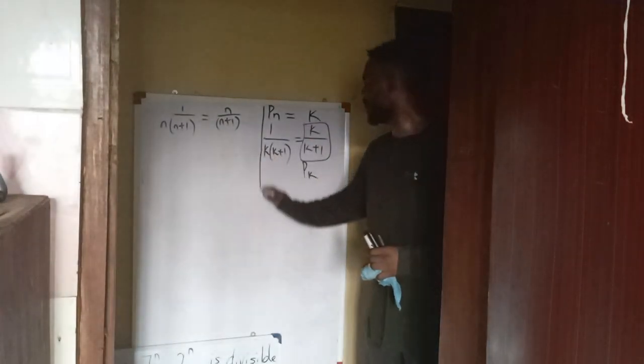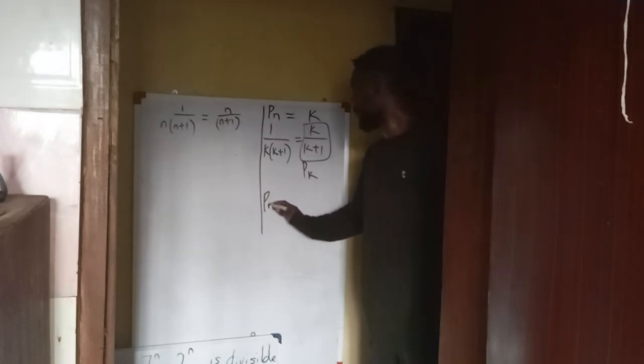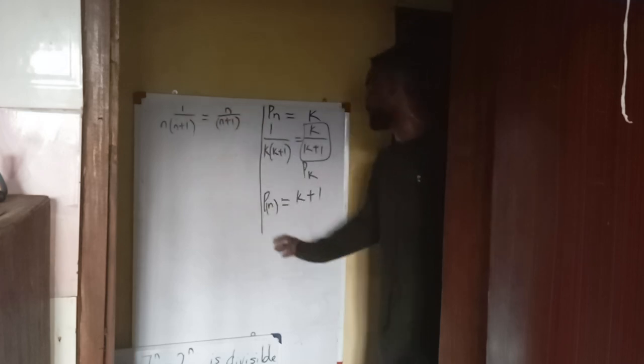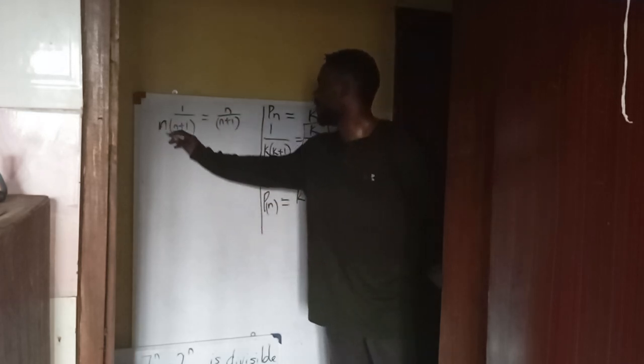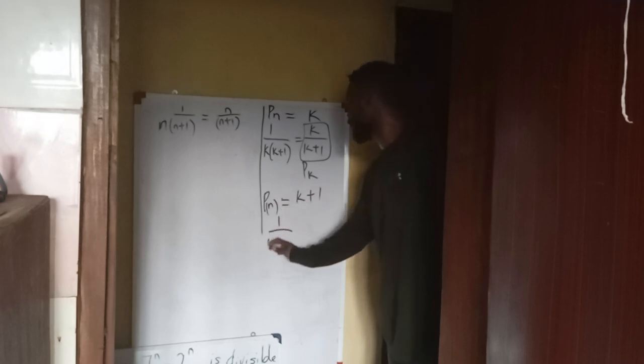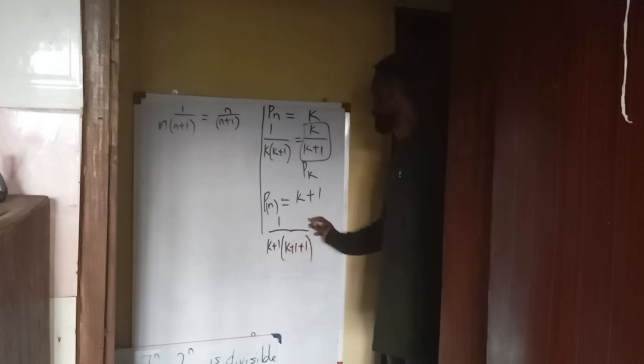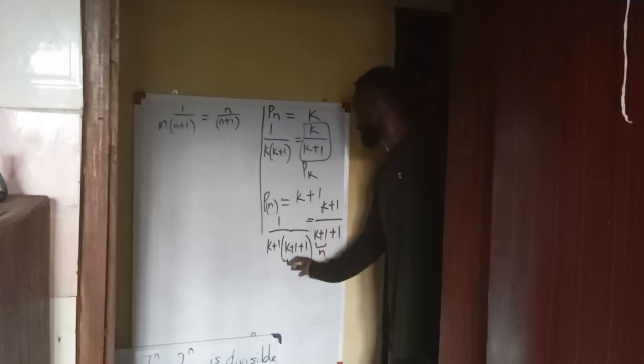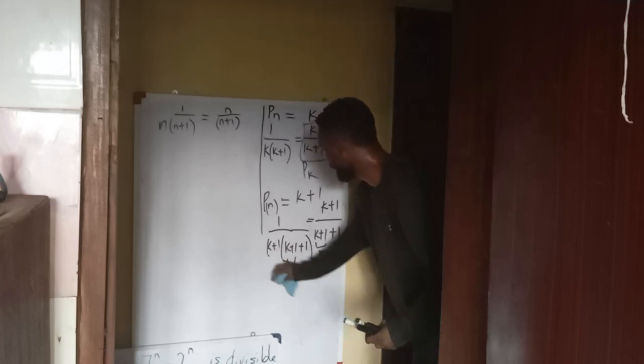Now let's get it for P of n when n is equal to k plus 1. Remember we have n, so this will simply be the same thing as saying 1 over k plus 1 into k plus 1 plus 1 is equal to k plus 1 all over k plus 1 plus 1. So everything here is n, everything here is n.